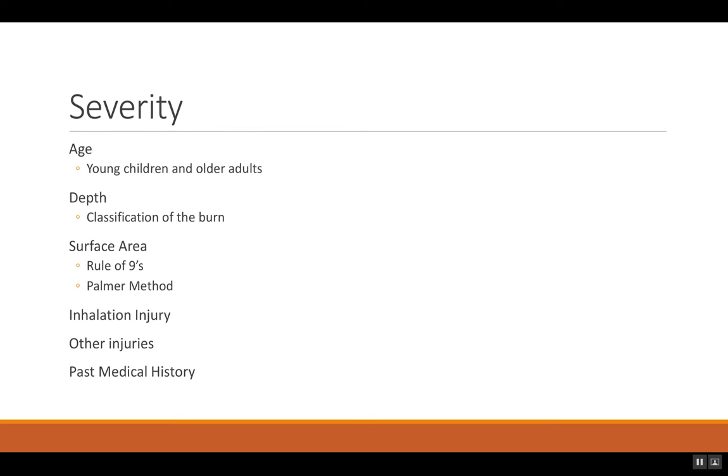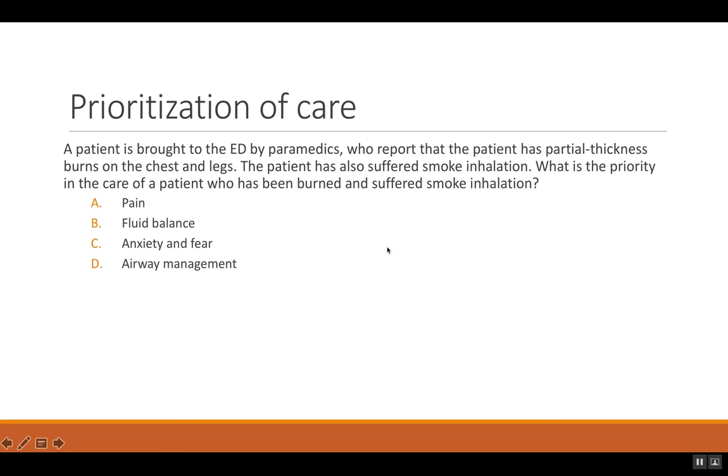If they have other injuries that occur, and then past medical history, what comorbidities do they have that are going to influence their ability to recover or handle the burn.